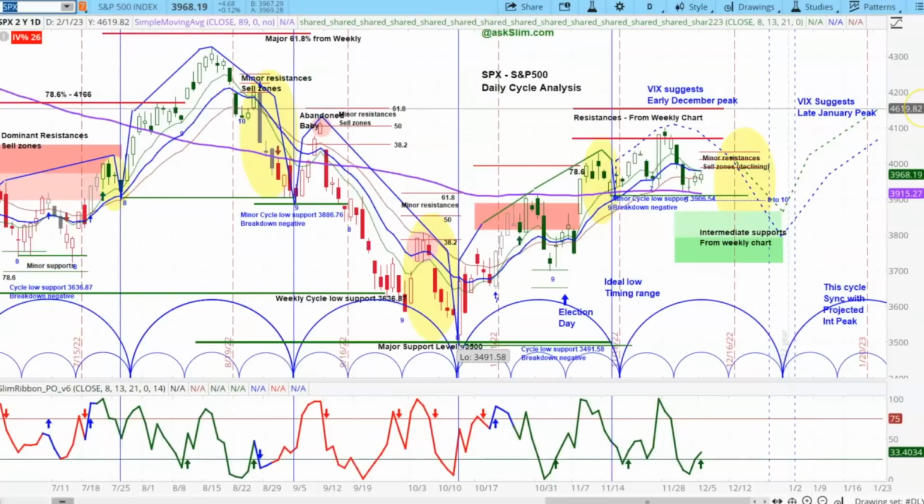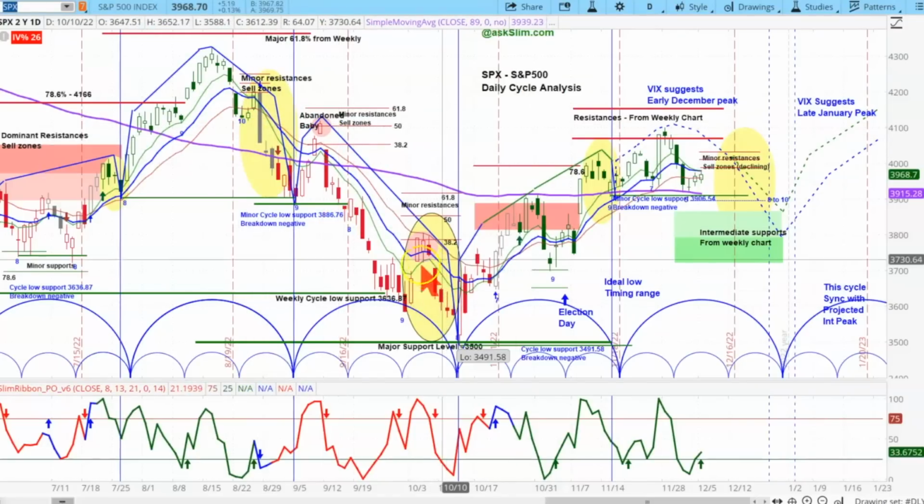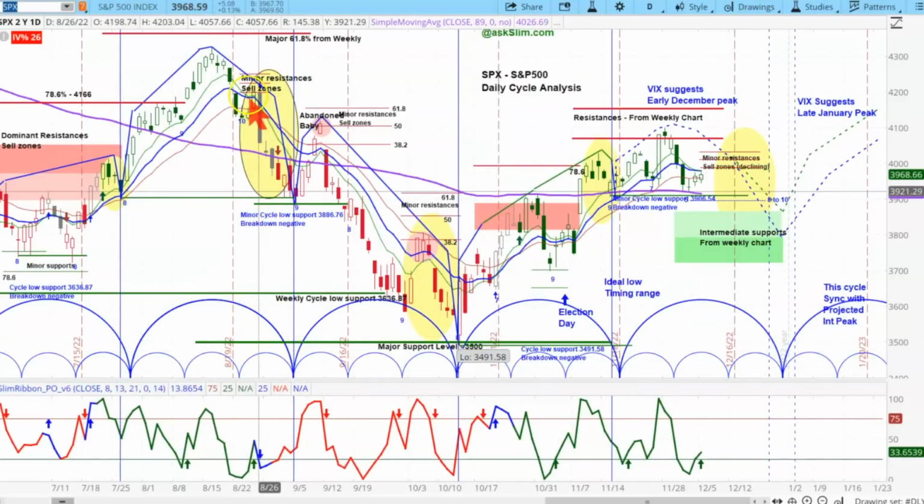So this is the S&P 500, and we're also going to focus on our proprietary indicators in here, the Slim Ribbon and the Slim Ribbon PO, which is on the bottom. We look at these yellow zones in here, which are kind of screaming at us, and those tell us when the cycle patterns are coming down in the minor cycle and the dominant cycle. That's when you get the biggest corrections in the market, and you see that right there, right there.